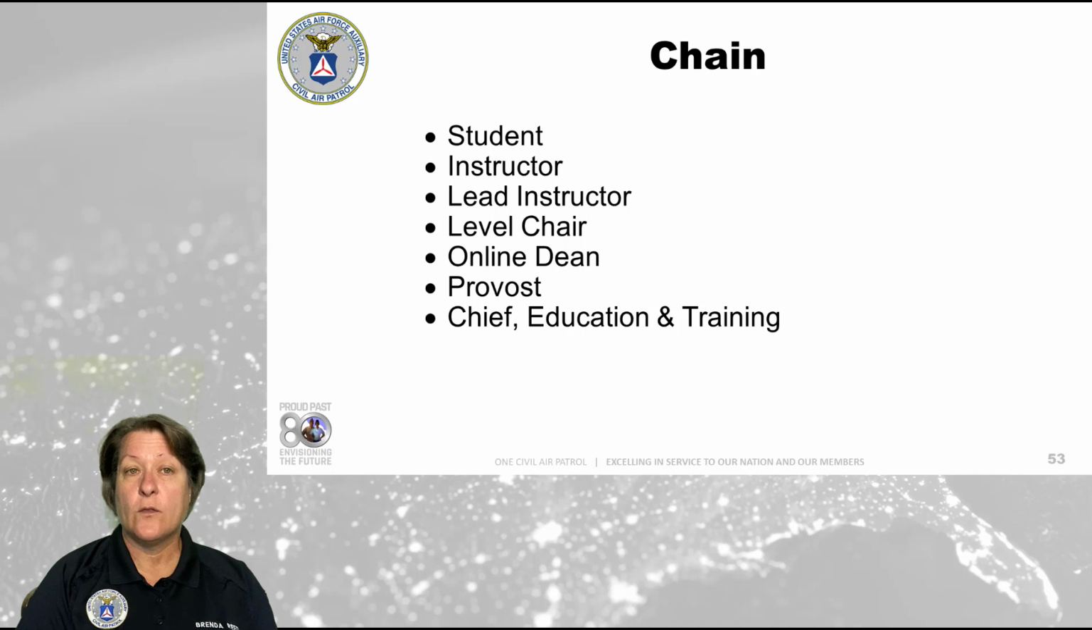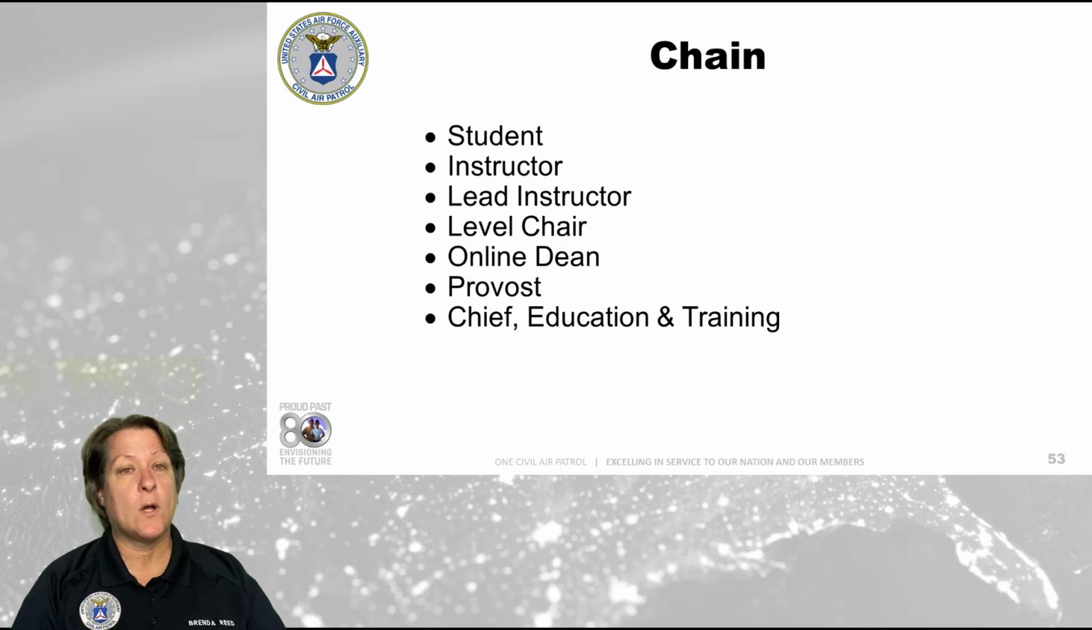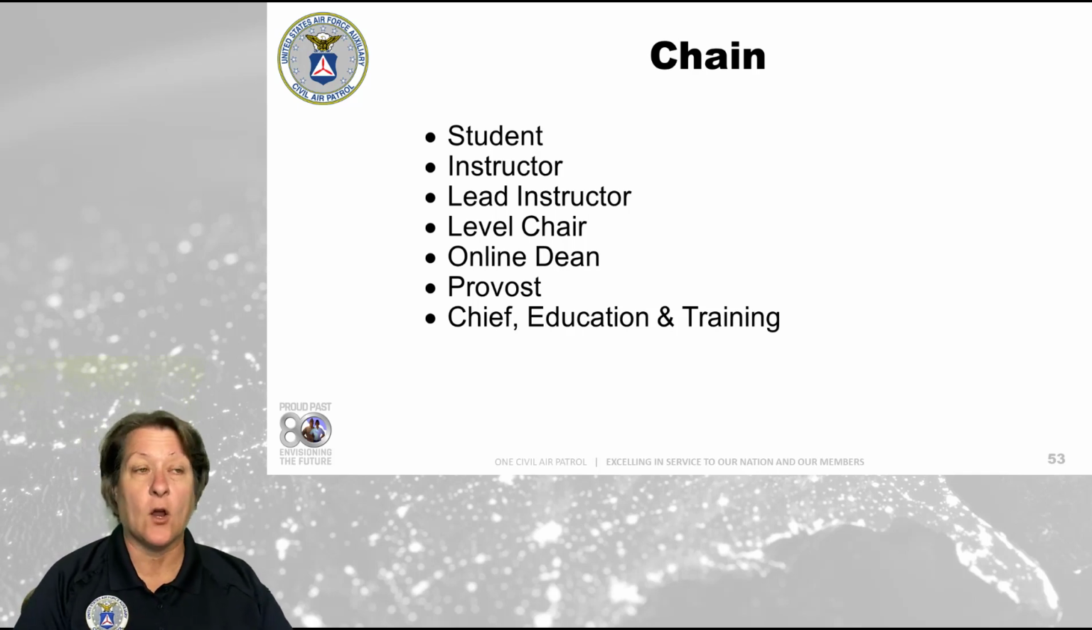As a student, the first person you go to is your instructor. You do not jump all the way up to the Chief of Education and Training. It's not how it's done. You know, with chain of command, you want to try and resolve things at the lowest level possible. Well, we're doing the same thing here. Chances are your instructor is going to be able to help you.